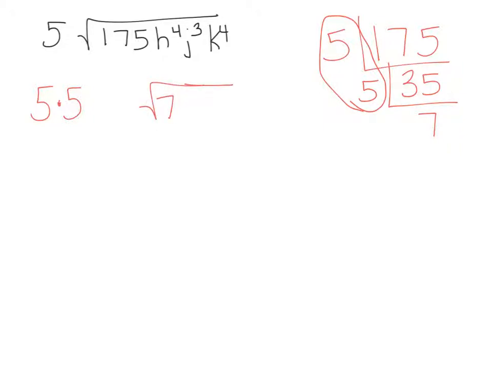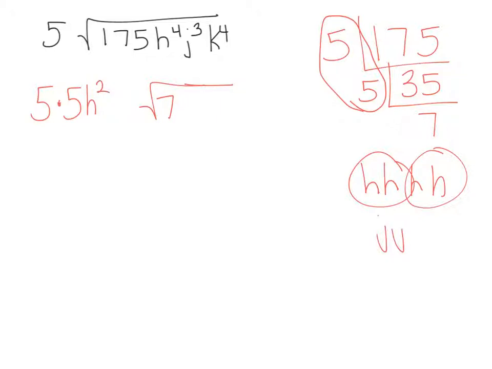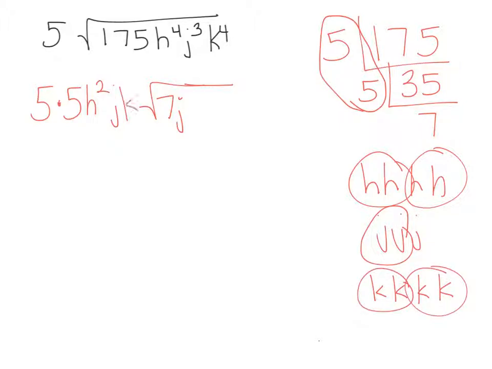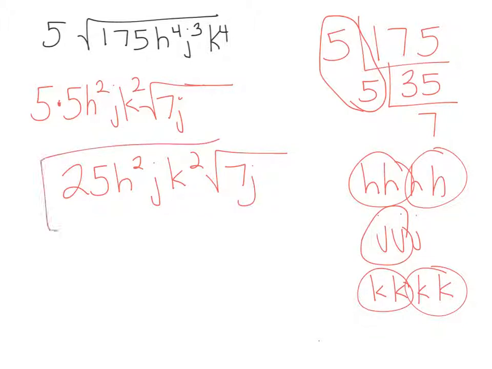And I left space for our letters. You have 4 H's, so that's 2 pairs, 3 J's, circle that better, there we go. So that's 1 pair and 1 leftover, and then 4 K's to be 2 pairs. So on the outside, you have 5 times 5, which is 25, H squared, J, K squared, and then radical 7J on the inside.